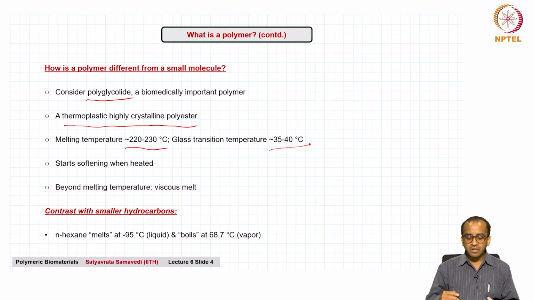So typically you will see ranges of properties, and that's one key distinction for polymers. This is true even for mechanical properties, for example. You will see a range.